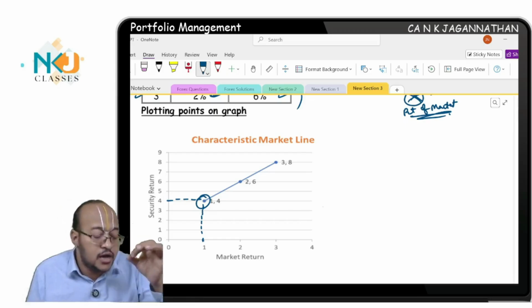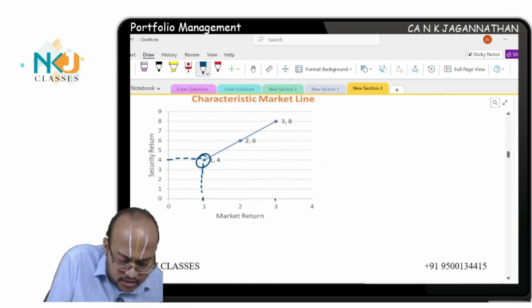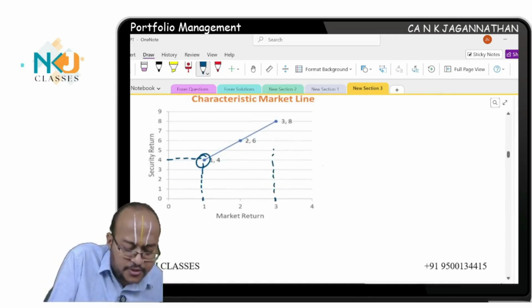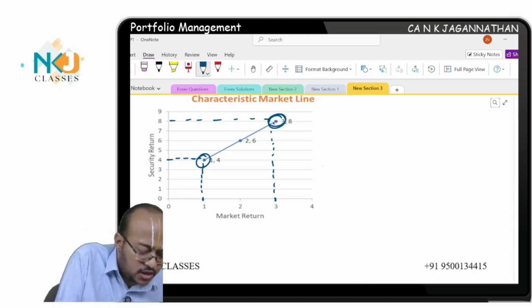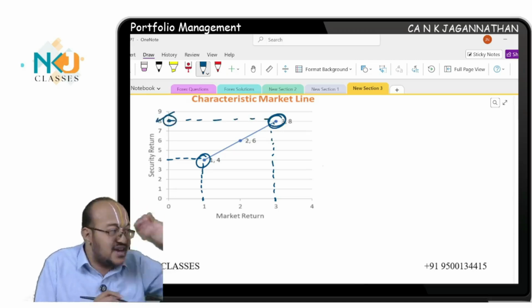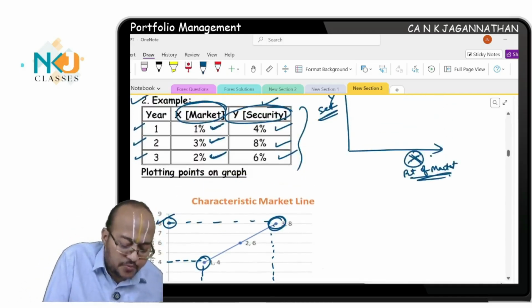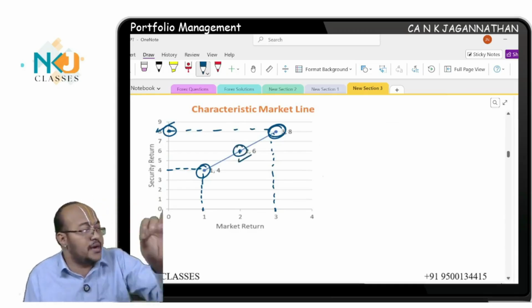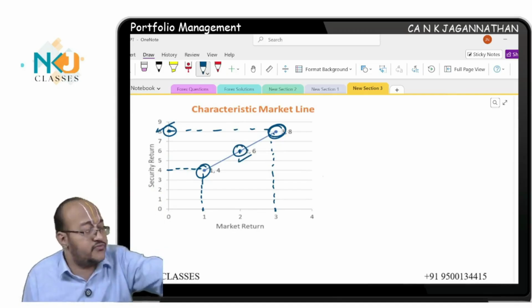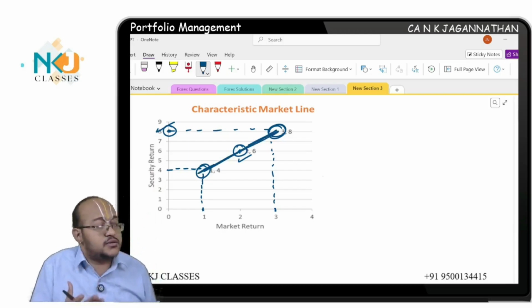Are you all listening? Next, the market gives me a return of 3%. In this case, what happens if you notice? The security is giving me 8%. Now next, when the market gives you 2%, it is giving 6%. If I plot this x and y data into the graph, what happens? It forms a line. It is a linear equation, and hence it is forming a line. Are you all understanding this?